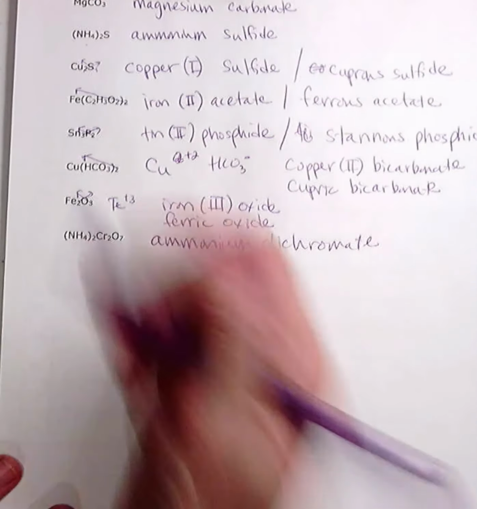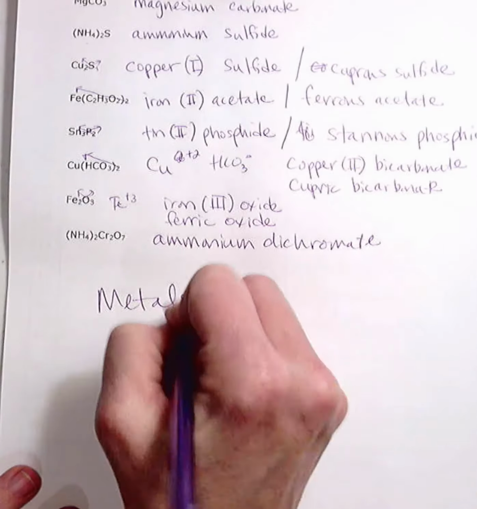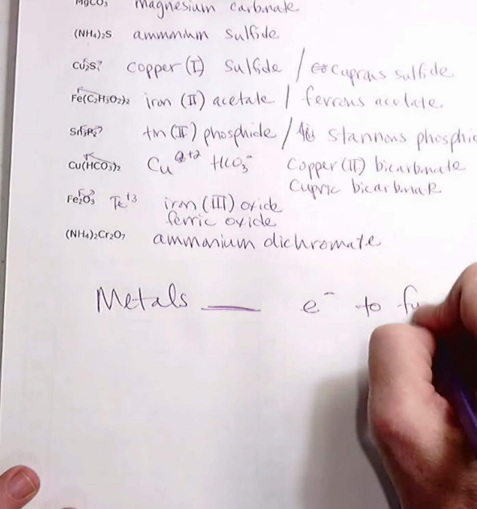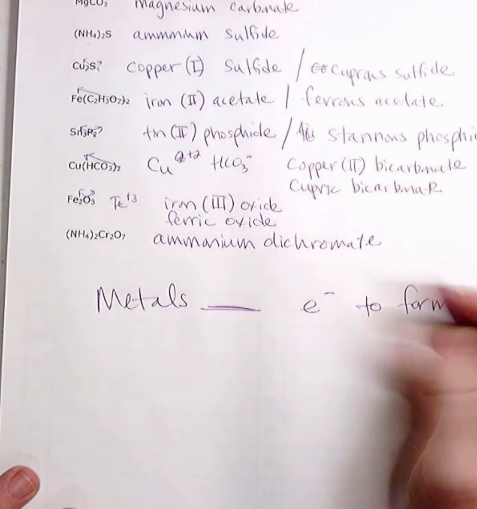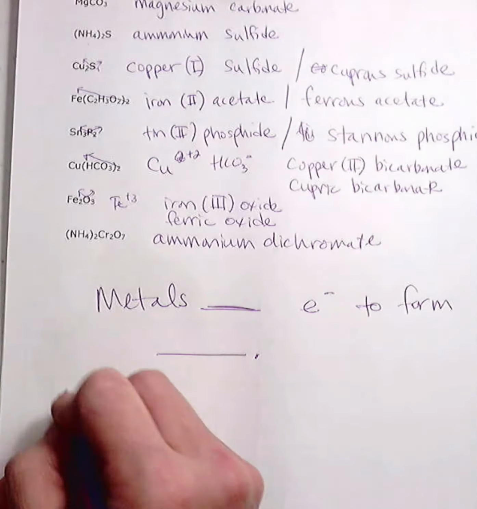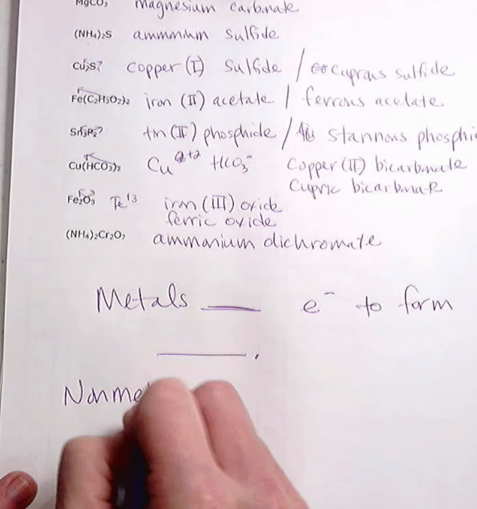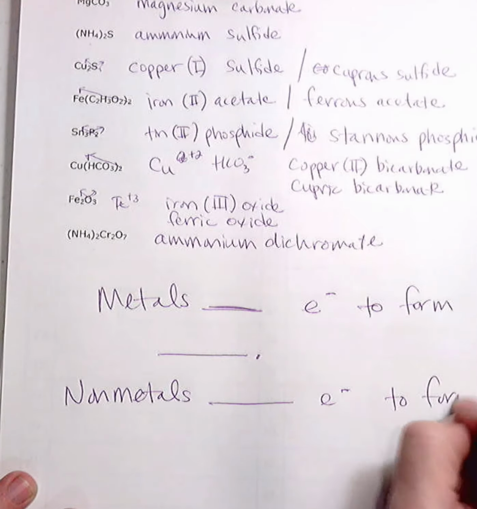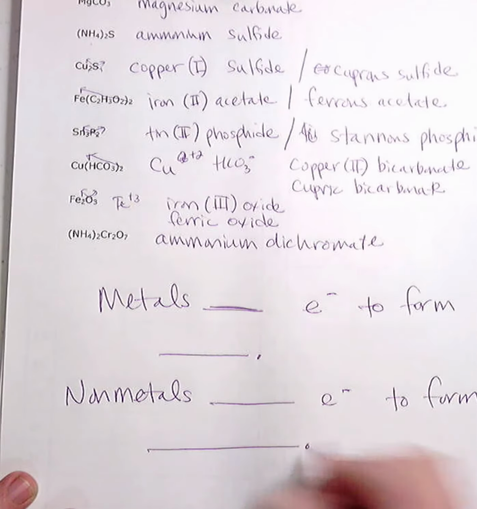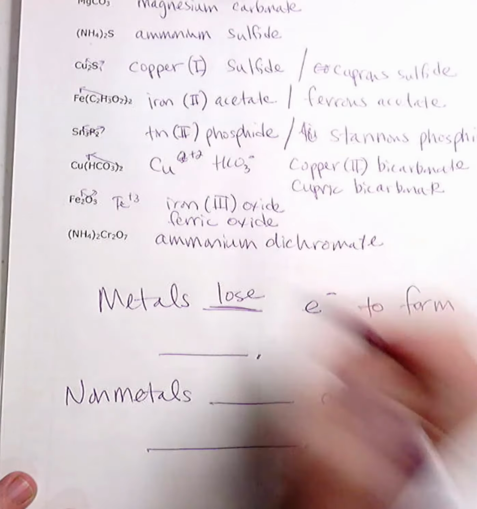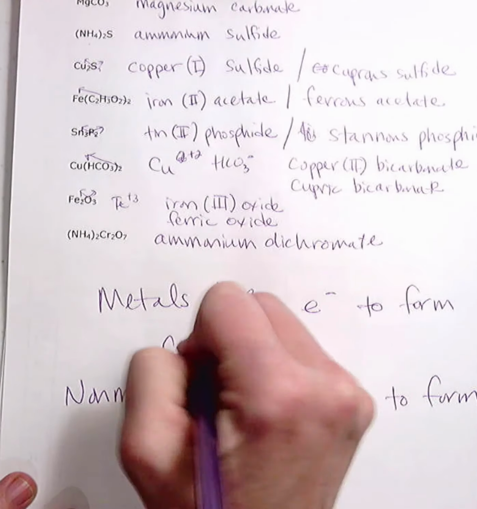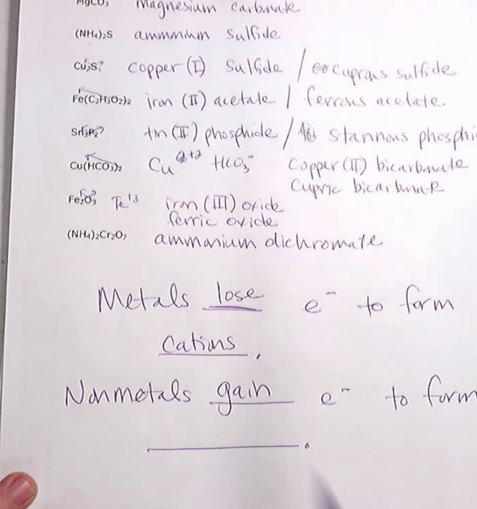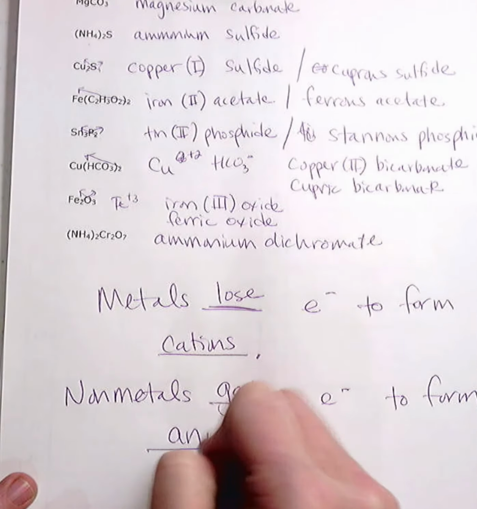So remember, metals lose electrons to form cations. Nonmetals gain electrons to form anions.